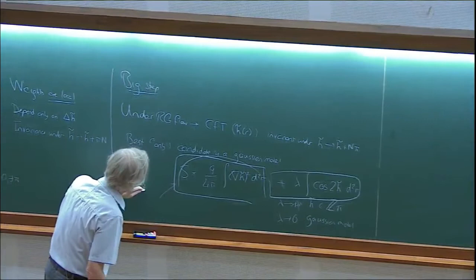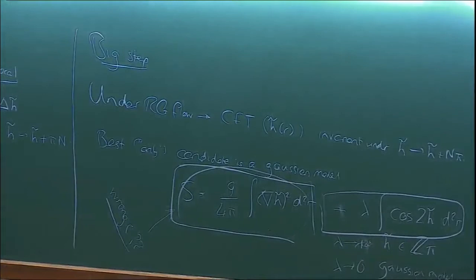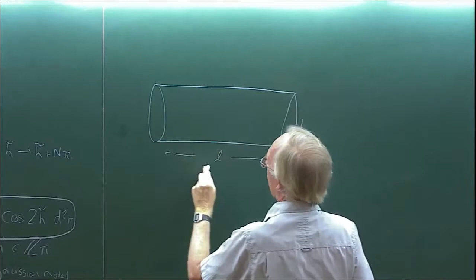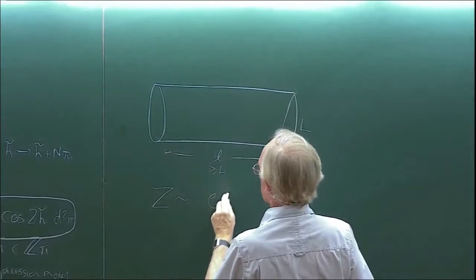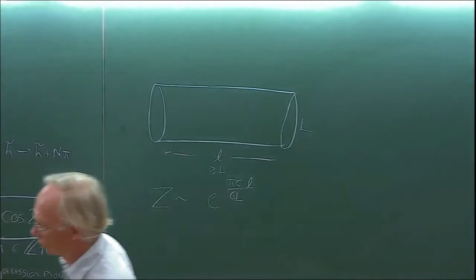So what do we do? How do we possibly get the correct value of C? Well, one way to measure C, as I told you, was to look on a cylinder of circumference L and large length, small l, much, much bigger than L, and to say that the partition function goes like e to the pi c over 6 big L times small l. So let's look at this model now on the cylinder.